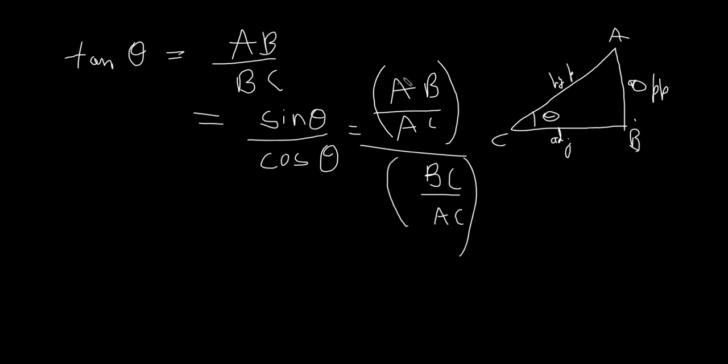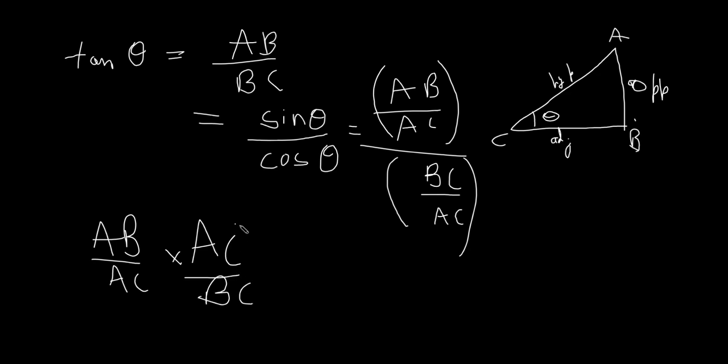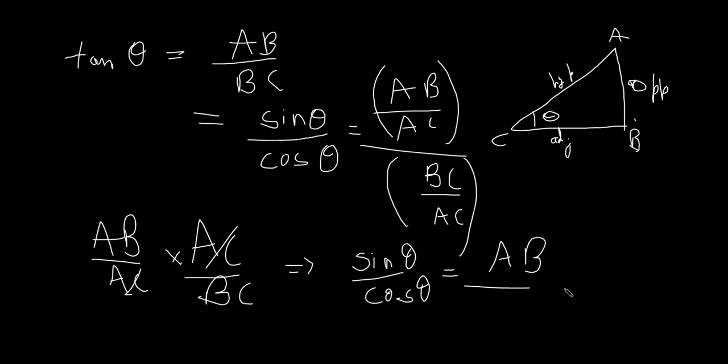Now we know that sine theta is AB by AC and cos theta is BC by AC. On dividing this, AB by AC, this goes to the numerator and this goes to the denominator, so AC by BC. AC gets cancelled, therefore sine theta by cos theta is equal to AB upon BC.